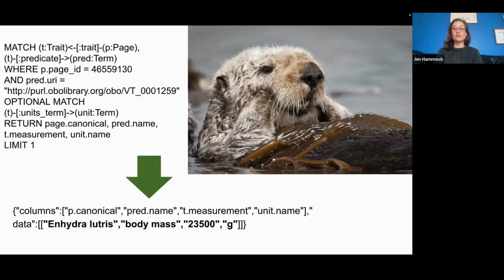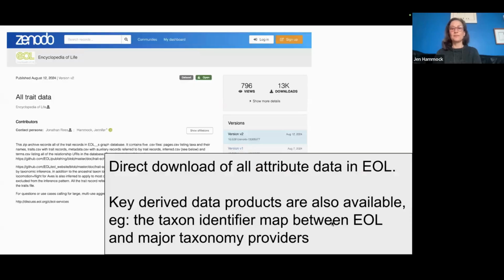So the common sort of thing that people tend to ask is, this is my species of interest. This is the attribute that I want to know. Tell me the value. That's very common. Not everybody is handy with Cypher. So we did create a flattened version of the data, a very wide, sparse table. Some assembly required. It's actually in several files, which is downloadable on Zenodo, and many users do prefer this.